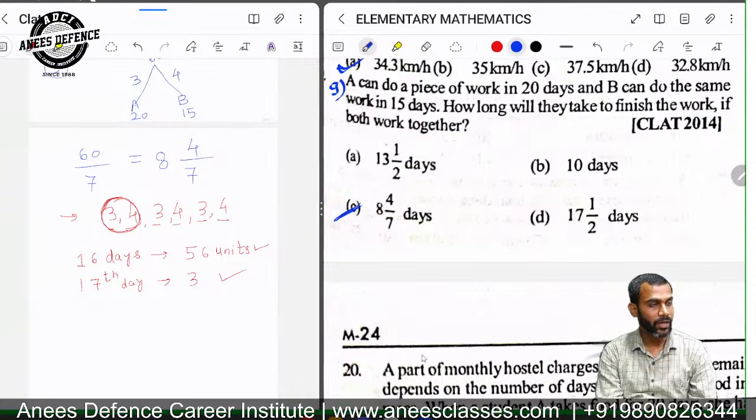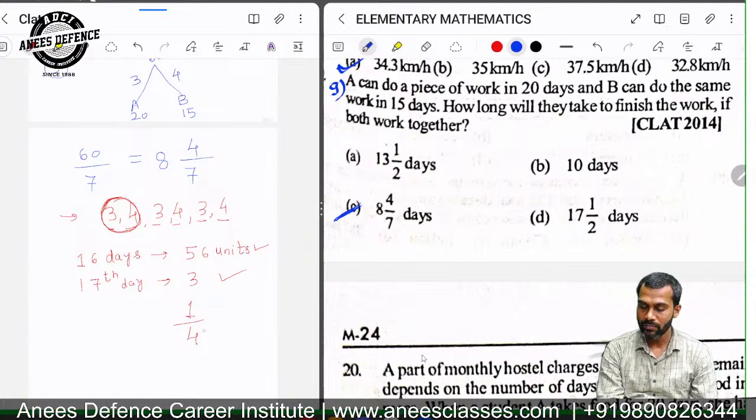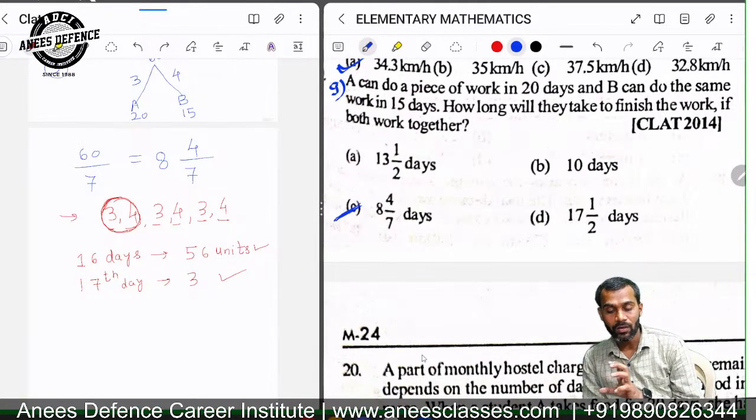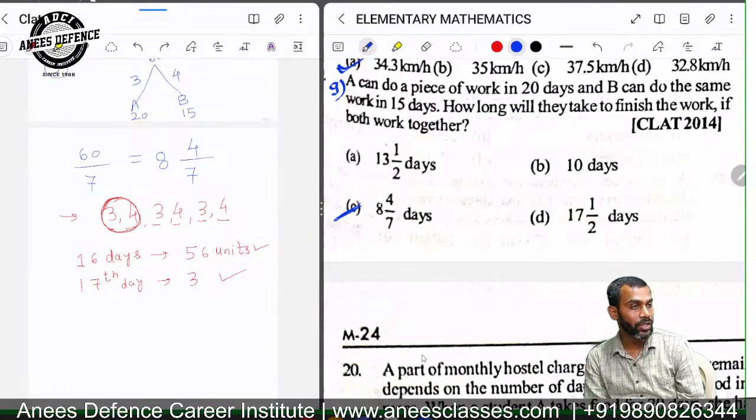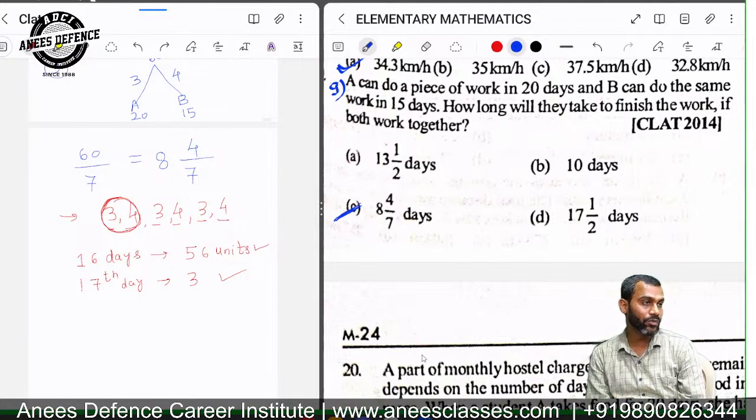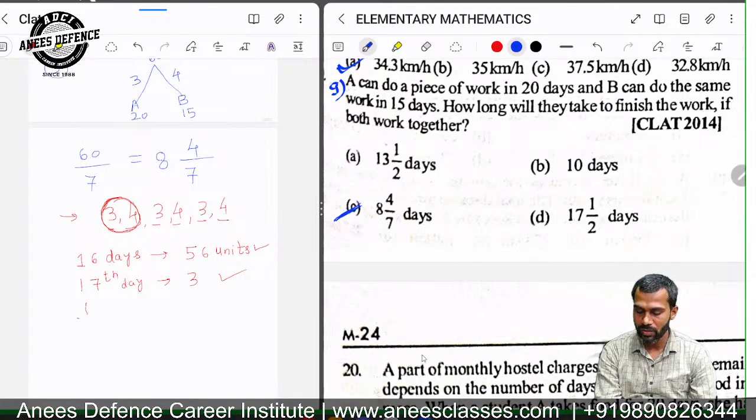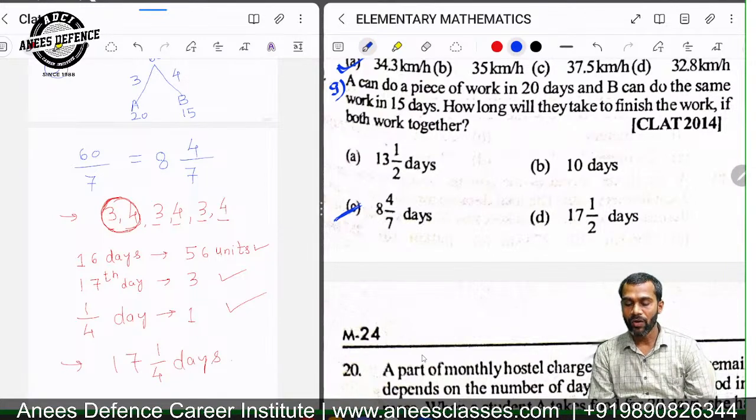Now next question. In this question only, one work will be finished in how many days? 1 by 4. Why 1 by 4? Because the efficiency of B is 4 units, but he has to complete only 1 unit of work. So how many days will be needed? 1 by 4 day and 1 unit will be finished. So the answer is 17 1 by 4 days will be needed. 17.25 I can say. Purva, have you understood?